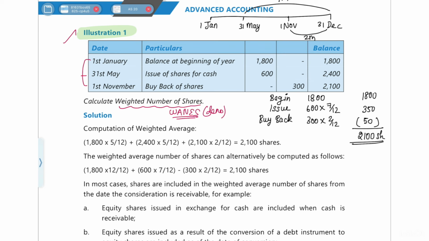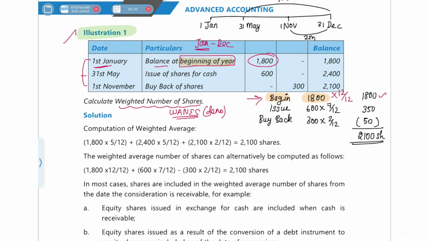Starting with the first one, they are saying that on 1st January, balance at the beginning of the year. If they are saying beginning of the year, that means the year is from Jan to December. They had opening shares of 1800 shares. I told you, if there are any opening shares held from the beginning of the year, you need not do any time adjustment here. You have held it for the entire 12 months, so 1800 into 12 by 12, 1800 will come in.